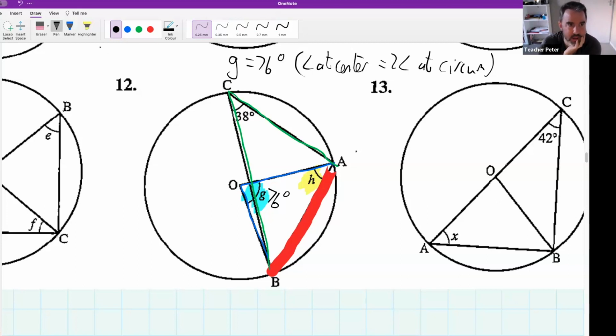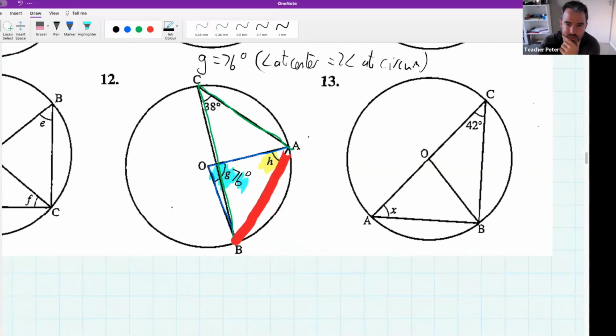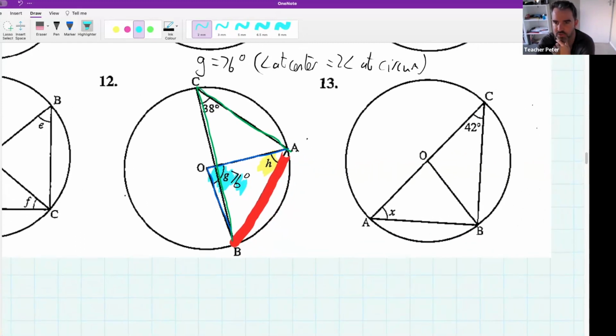But now, what is H going to be? And what ideas, what facts about circles and triangles are we going to use to help us get there?